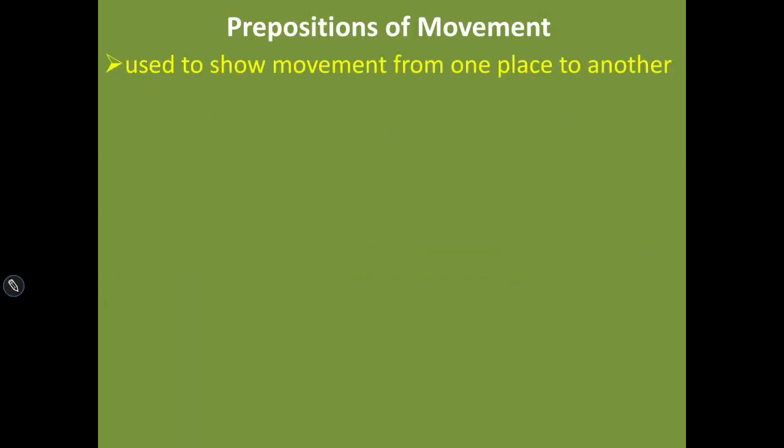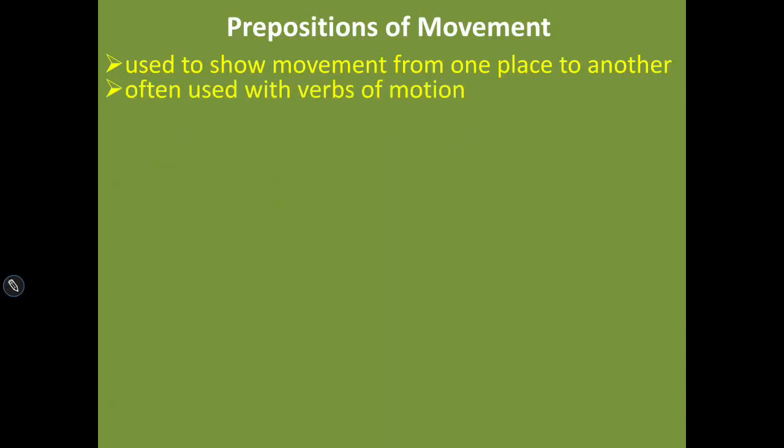Prepositions of movement. What are they? They are used to show movement from one place to another. In other words, when a person or a thing changes its angle, position or direction from one to another. To describe these movements, the words we use are called prepositions of movement.